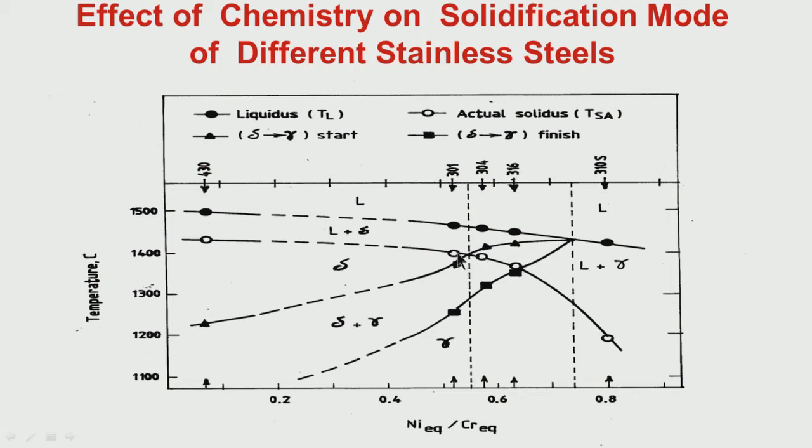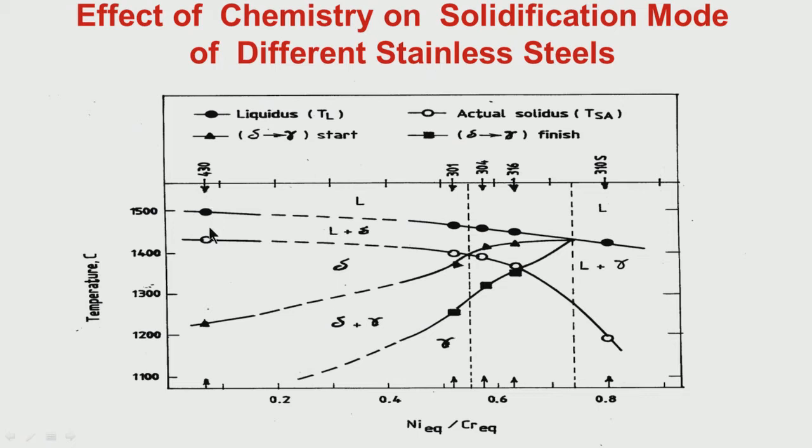For 301, solidification is complete and no gamma formation has started; only just below the solidification do we have the delta to gamma solid state transformation. 430 is a totally ferritic grade.